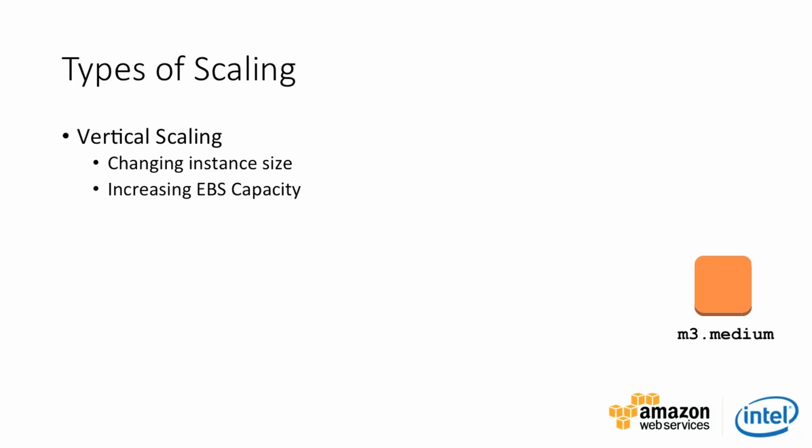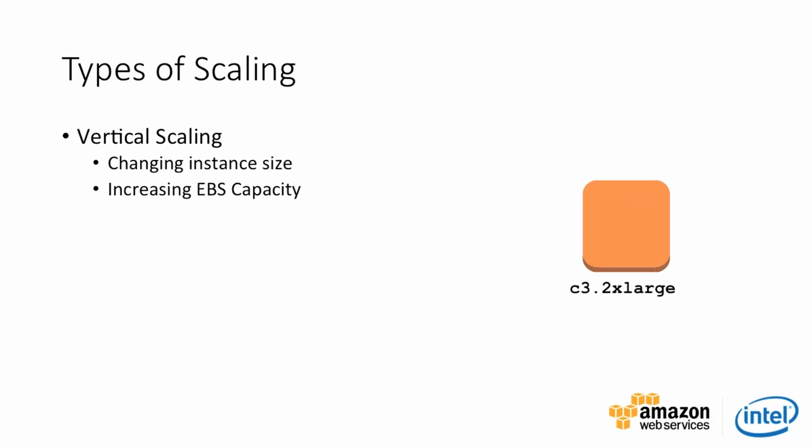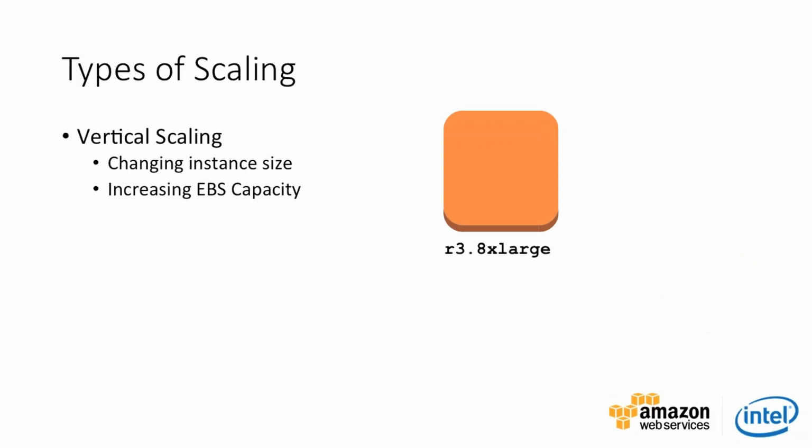So for example, if you're using an M3 medium and you're hitting some limits, you can go to a C3 2x large, which is bigger, with more CPU and more memory. Or you can go to an R3 8x large, which is our largest instance. You get 32 CPUs and 244 gig of RAM. So you can scale vertically.